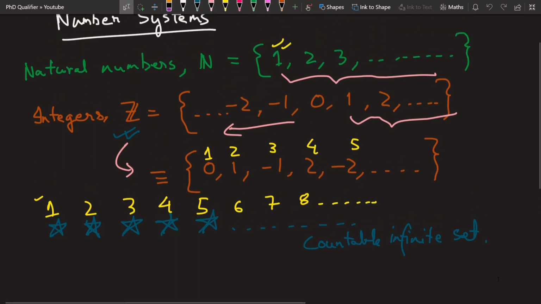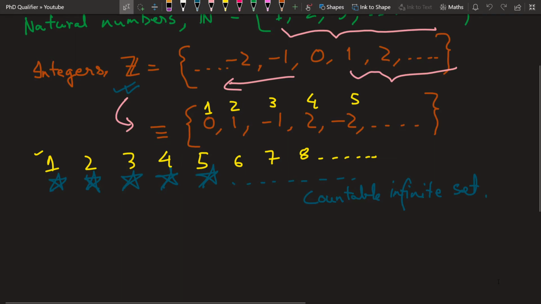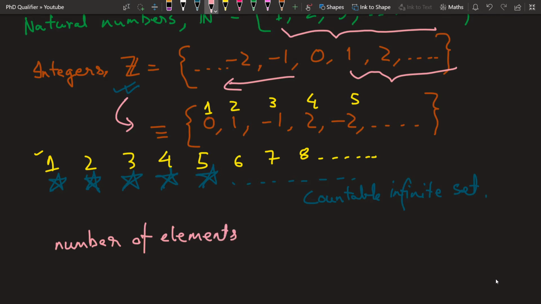That's how infinities work. Both the number of elements of natural numbers and integers is infinite, and those two infinities are equal. The number of natural numbers is equal to the number of elements in the integers.